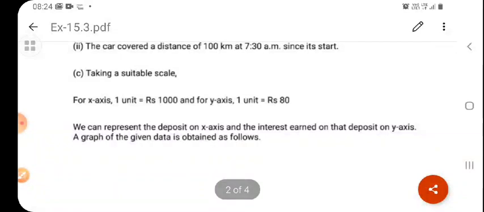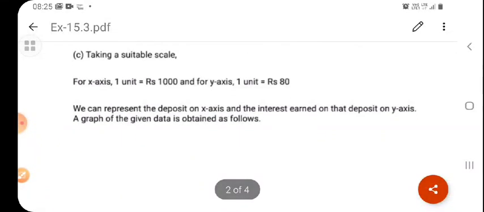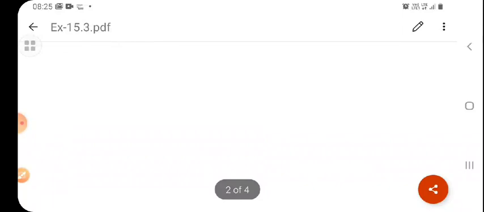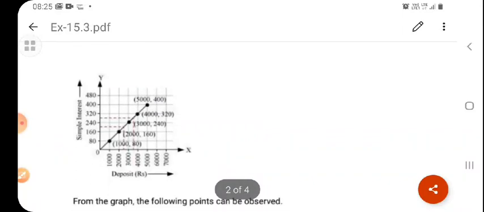On the x-axis we have taken 1 unit is equal to rupees 1000 and for the y-axis 1 unit is equal to rupees 80. So here 1 unit there is a gap of 80 on the y-axis: 0, 80, 160, 240, 320, 400 and 480. And on the x-axis we have taken the scale as 1 unit is equal to 1000. So 0, 1000, 2000, 3000, there is a gap of 1000 on the x-axis which is the deposit in rupees. Okay, so we'll plot the graph between them.